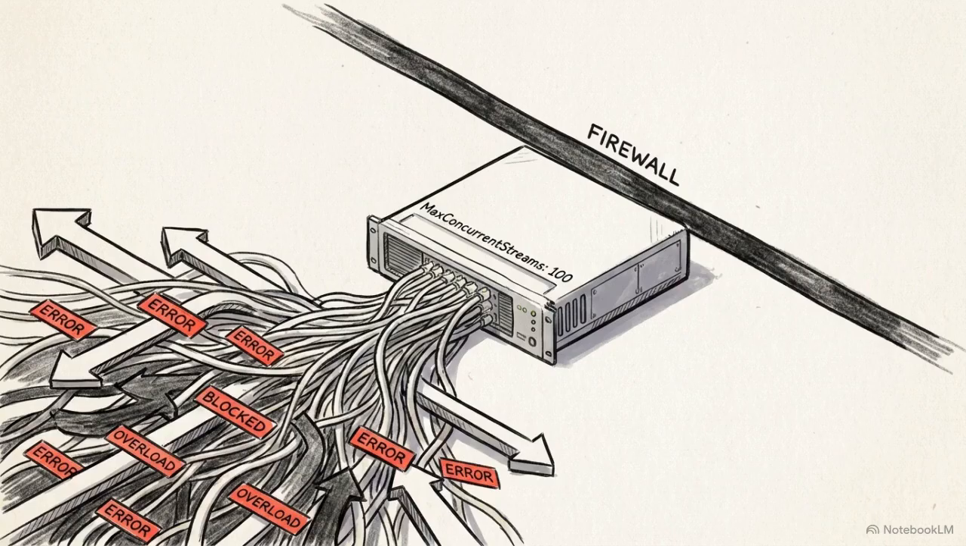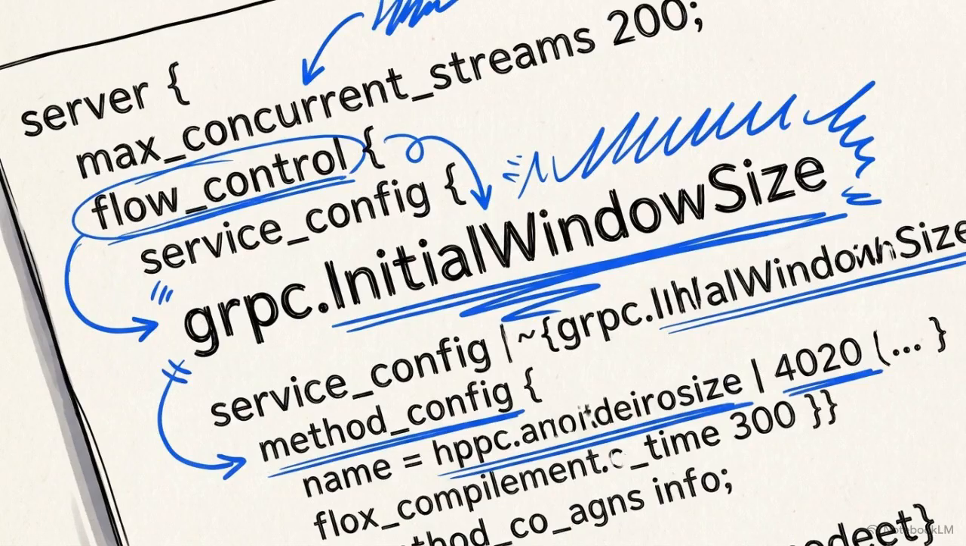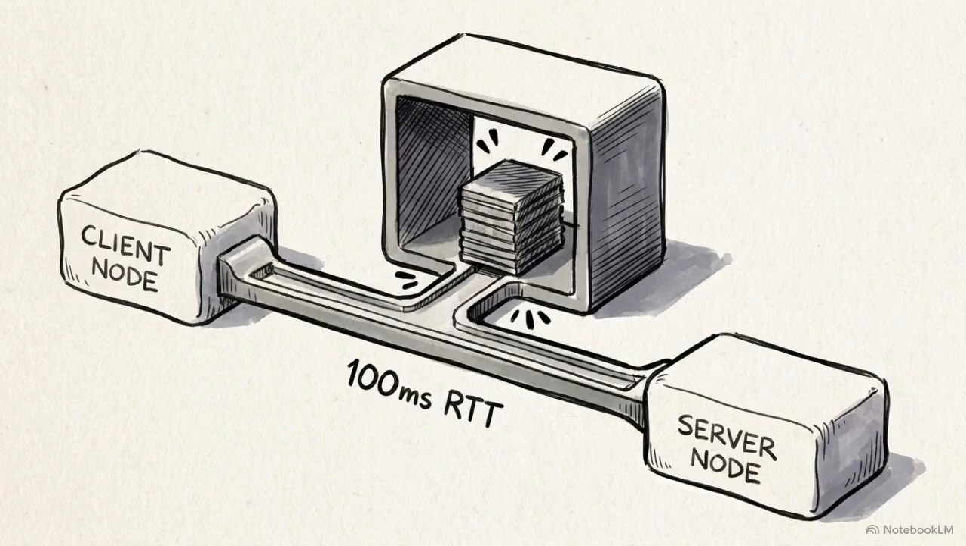Enforcing a hard ceiling on how many streams can share a connection creates immediate back pressure, forcing clients to wait rather than silently hoarding server memory. Next, you override the generous defaults by configuring initial window size. Sizing the flow control window specifically to match your network's actual latency profile restricts how much in-flight data the client is allowed to stack up.